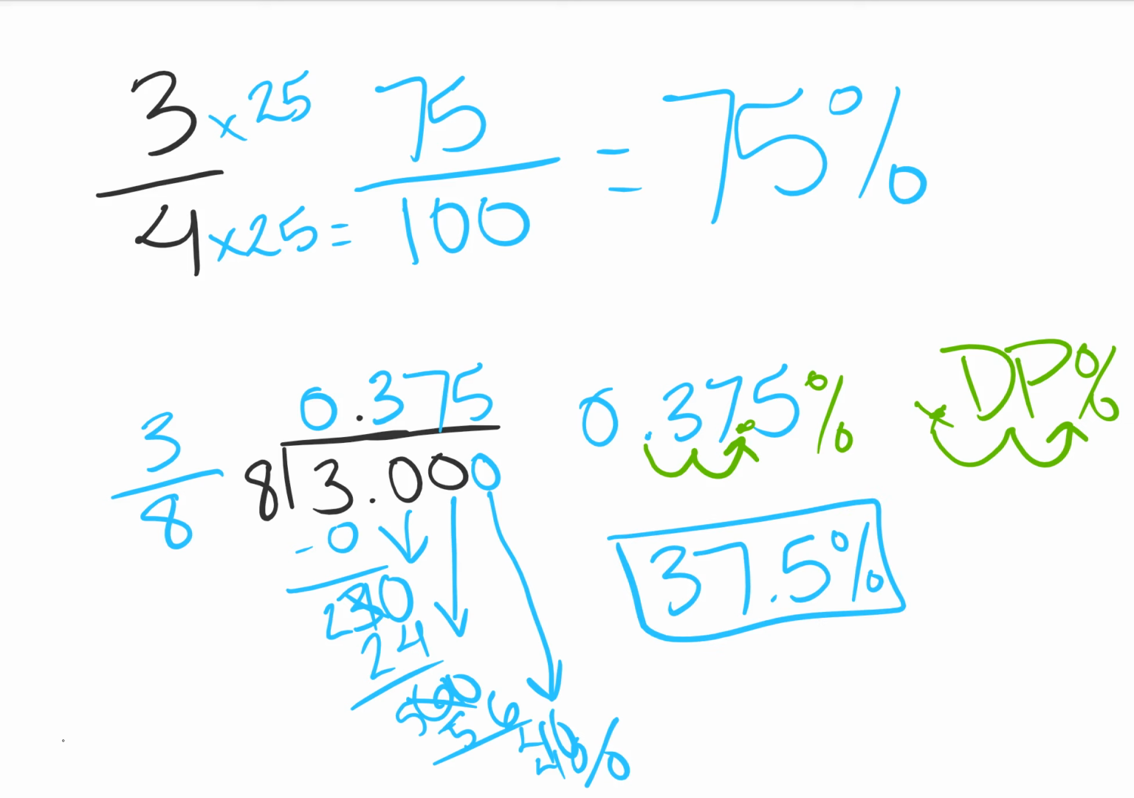So these are the two ways you can do it. If you can make your denominator an equivalent fraction out of 100, you can do it the top way. If you can't do it evenly into 100, you can divide your fraction, turn it into a decimal, and then convert your decimal to a percent. And that is how you convert a fraction to a percent.